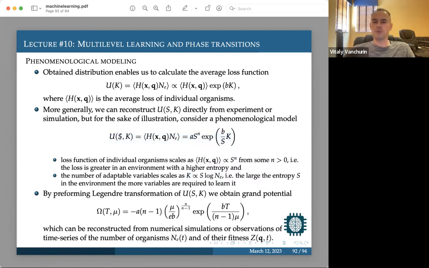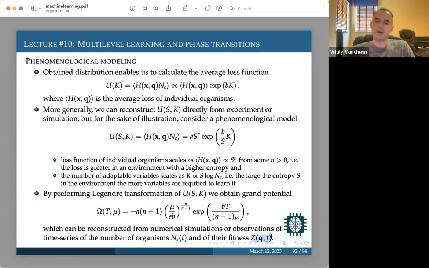Okay, completely phenomenological modeling. We just had some arguments for why things should depend a certain way. It was not verified analytically or numerically or experimentally, but that's the form. But once you have this form, you can perform a Legendre transform. Remember, in the Legendre transform, you change S to T and you change K to mu. So T would be your biological temperature, and mu would be your evolutionary potential, how easy it is to add one more trainable variable to the organism. And then you can reconstruct it by observing the time series of NE, how many organisms, and fitness.